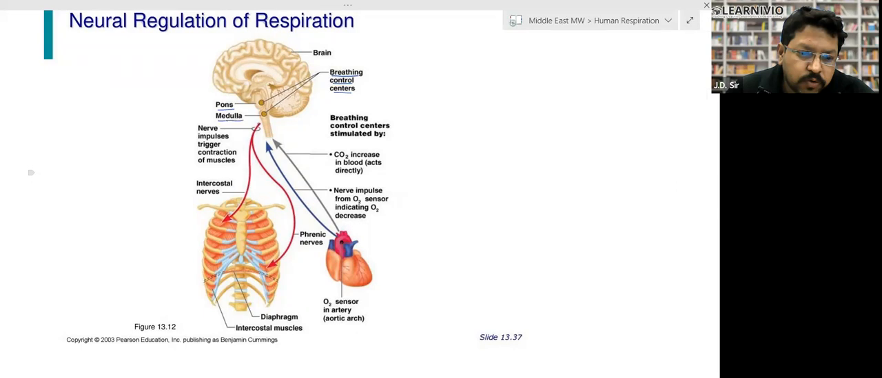You can see that some nerve impulses trigger contraction of the intercostal muscles. Two nerves arise from there and control these intercostal muscles. The second part, the two nerves which arise from the medulla, go to the heart and control it. So our brain also controls the breathing part. Intercostal muscles are controlled with the help of this breathing center, and that's how they control the rate of respiration. Got it?